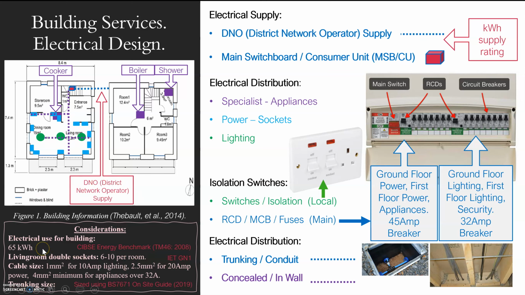You've got to consider what the actual electrical use is. So we have a CIBSE energy benchmark here telling us what our kilowatt hours are, and standard cable sizes and standard trunking sizes. You need to use our IET or BS 7671 on-site guide to be able to design this information. So please have a look, research it, think about how you're going to do your building, and good luck.